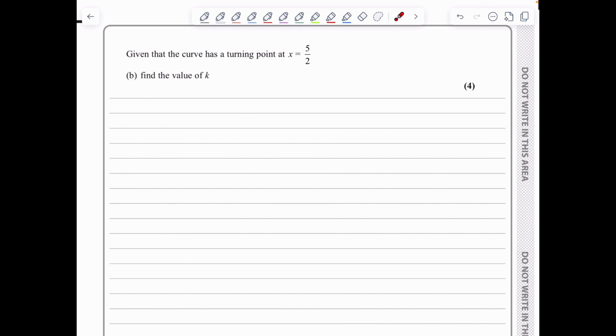Now, given that the curve has a turning point at x is 5/2, we need to find the value of k.